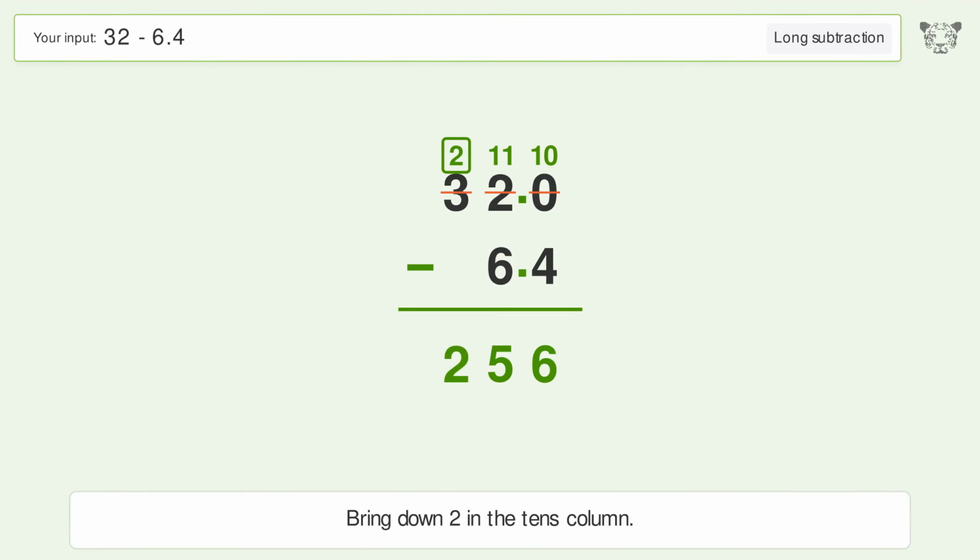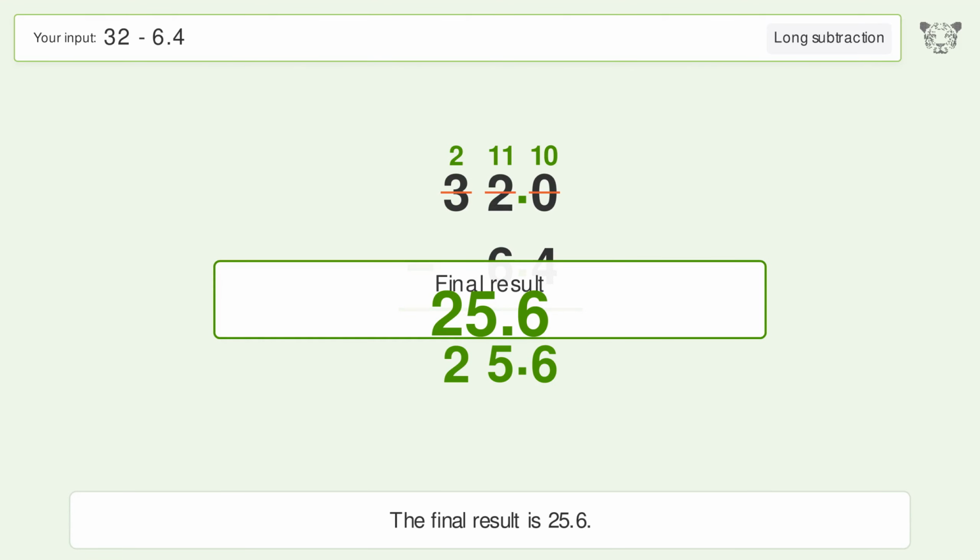Bring down 2 in the tens column. Bring the decimal point straight down into the answer. The final result is 25.6.